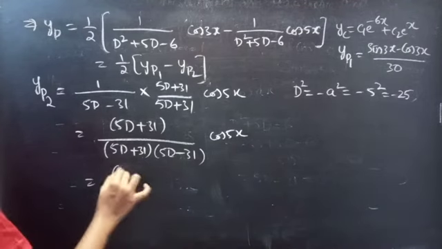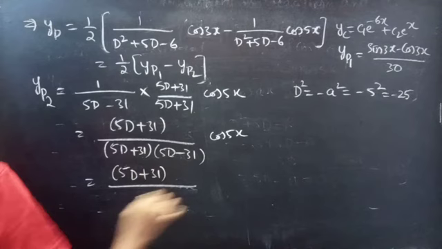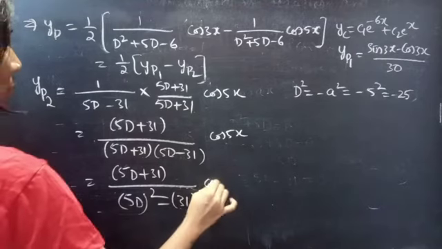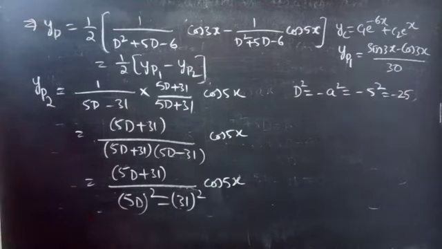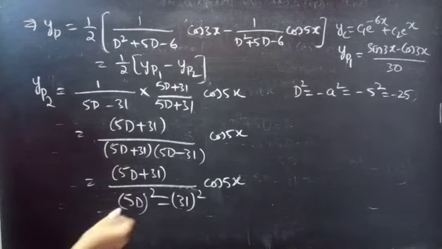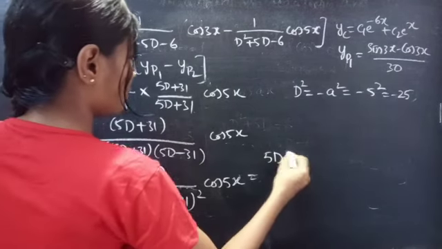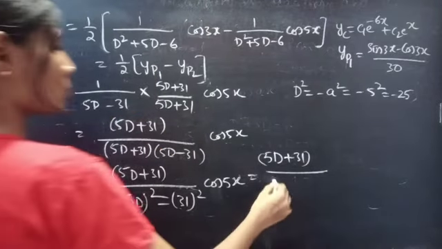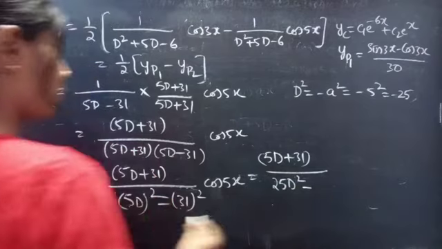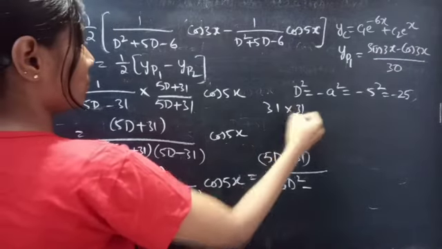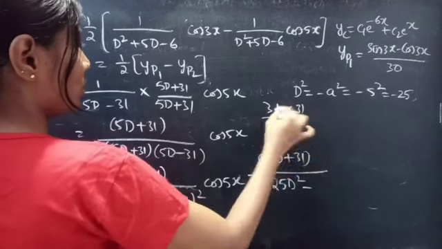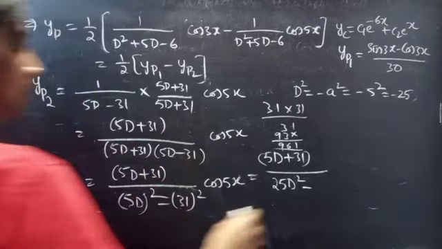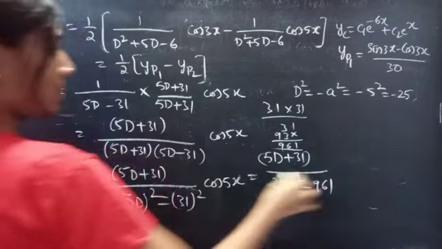This becomes 5D plus 31 by 5D whole square, that is a square minus b square, into cos 5x, which is equal to 5D plus 31 by 5D whole square is 5 square into D square, 5 square 25 into D square minus 31 square. 31 into 31: 1 ones 1, 1 3 is 3, 3 ones are 3, 3 3s are 9. 961 into cos 5x.